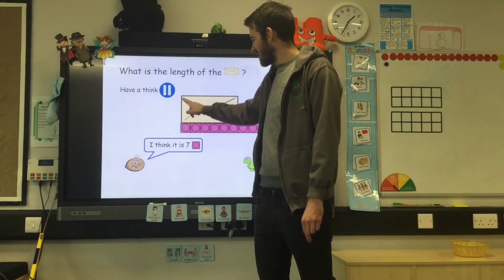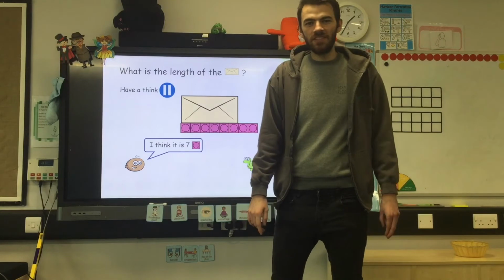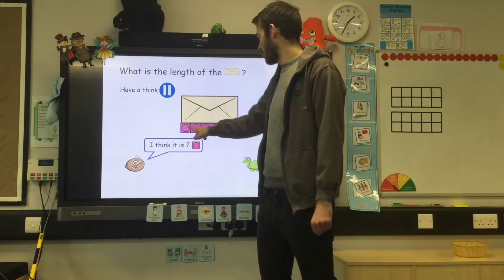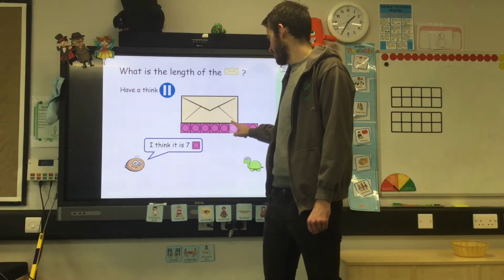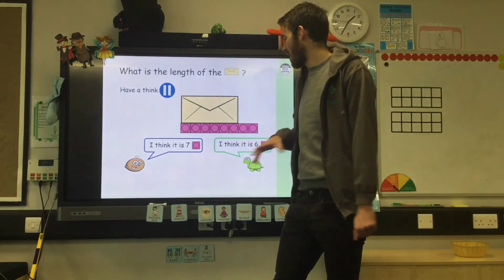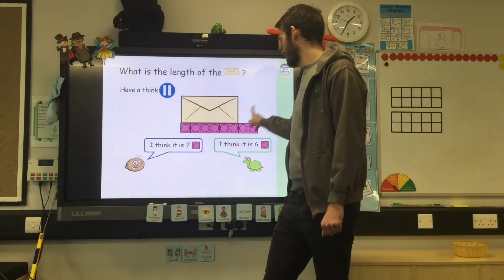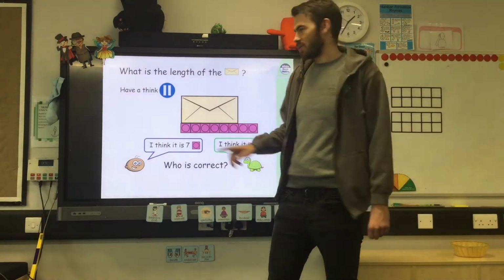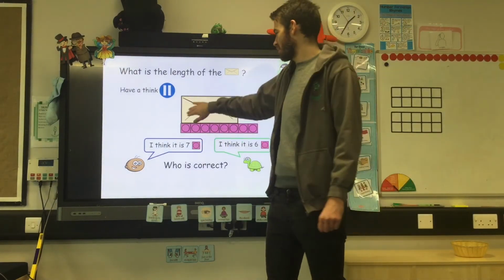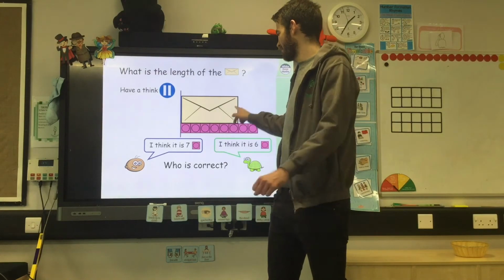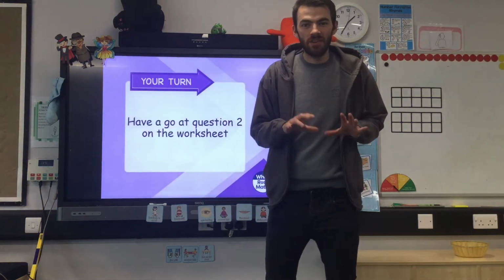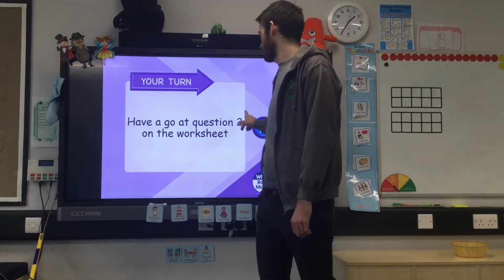We can see it sits nicely at the end of this line that he's measuring, the length he is measuring. Let's count again. 1. The tortoise thinks 6, so who do you think is right? Excellent. The tortoise is right because he's measured right up to the end, okay? He's not pushed it over to this side. Excellent.